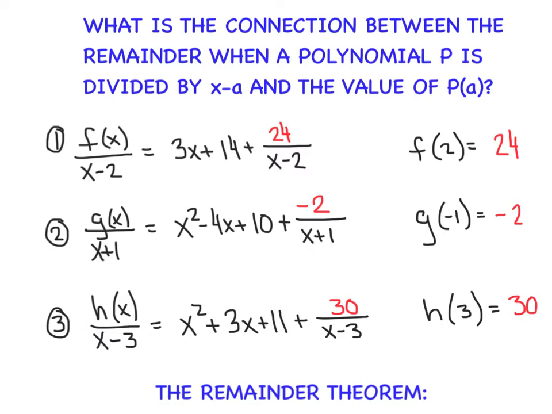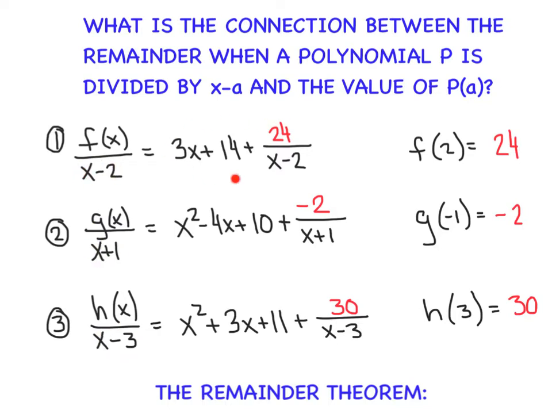So what I did here is I imported the 3 examples we just worked out, and also the original question that we opened up tonight's video with. When we said a random polynomial p, we were referring to functions like f of x, g of x, and h of x that you just saw in the last 3 slides. We're dividing them by a linear factor x minus a, which was x minus 2, x plus 1, and x minus 3.